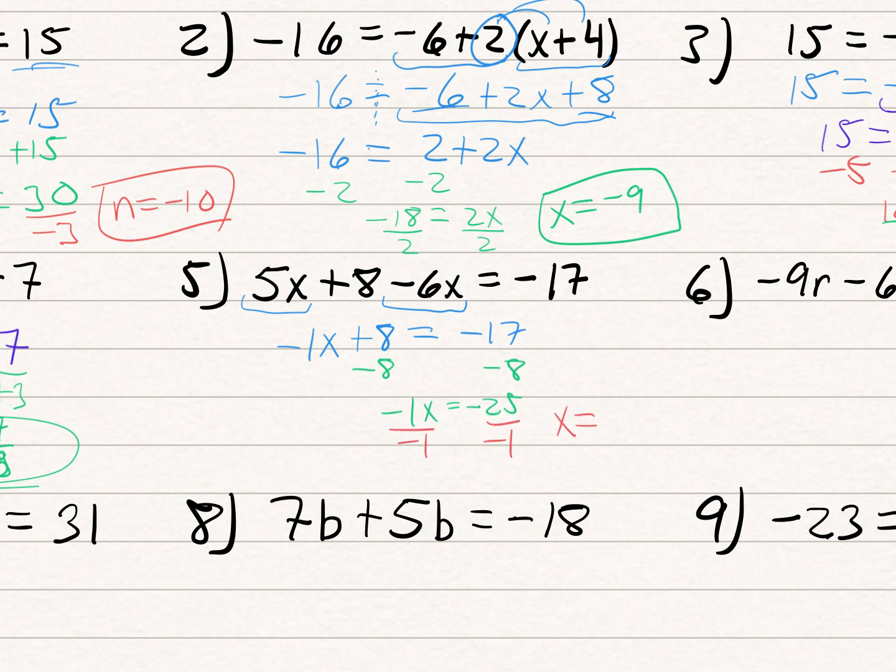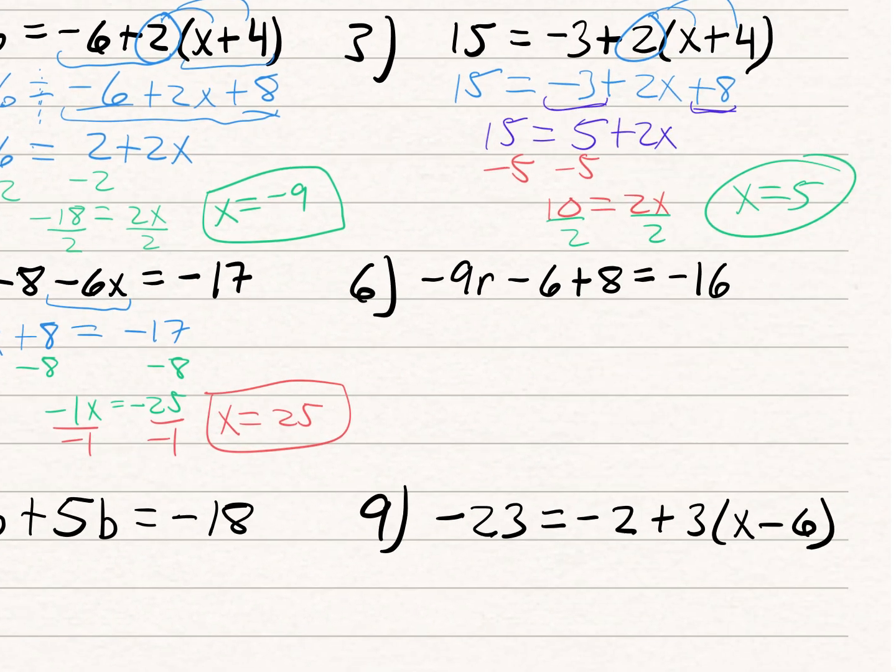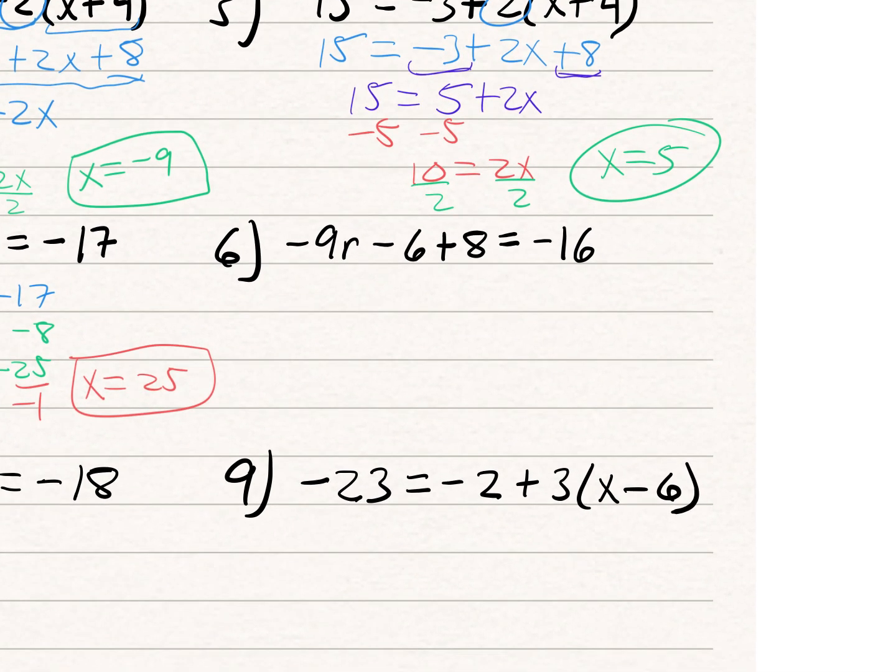And there you get x equals negative divided by negative is positive, and 25 divided by 1 is just 25. All right. Next one. Same thing here. Is there anything we need to distribute? Not for this one, but are there any like terms to combine?